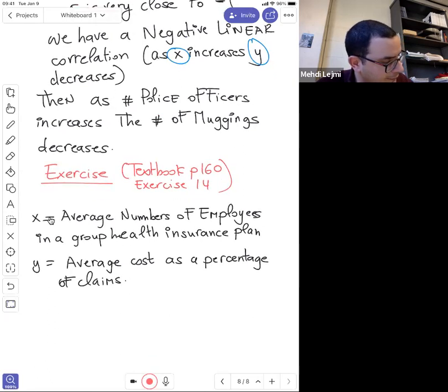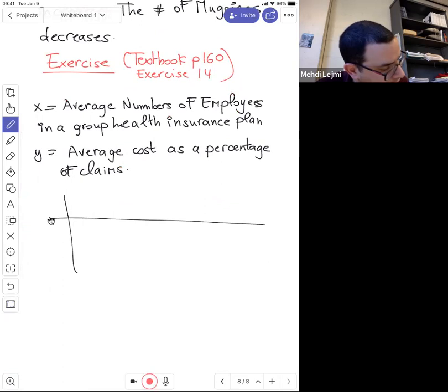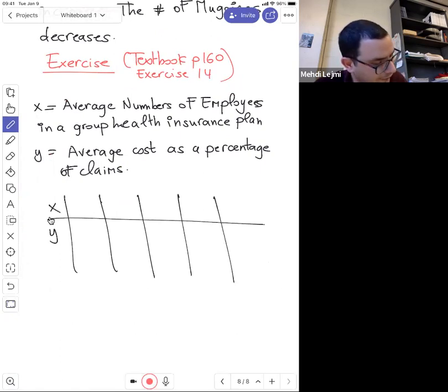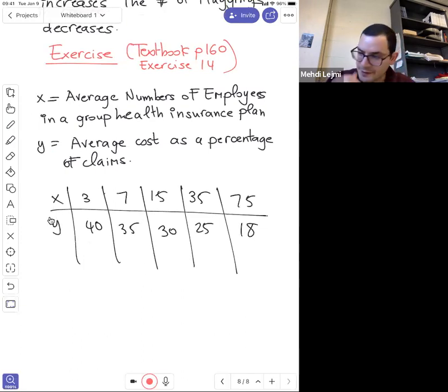All right, so we have two variables, X and Y, and just 5 data pairs: 1, 2, 3, 4, and 5. Here X is 40, 7, 35, 15, and 30, and Y is 35, 25, 75, and 18.